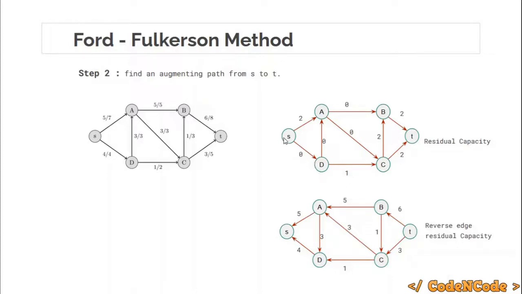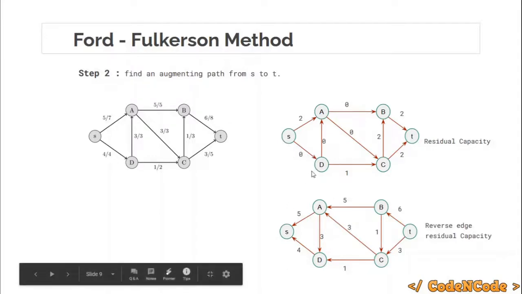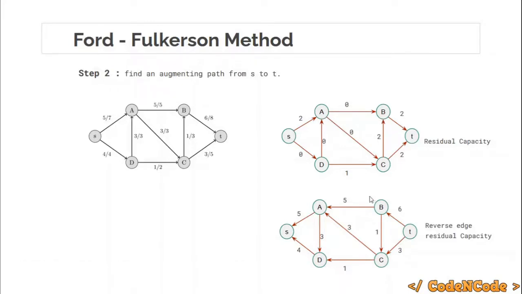Let's see, I can't use this edge. Of course, I can't use this edge because this is having value 0, and in the reverse residual graph there is no path from here to here. So of course I can't use this edge or this edge. I can use this edge, so I can go from S to A. From there I can't use this edge, and in the reverse, of course, there is a reverse edge, so you can't go from A to B.